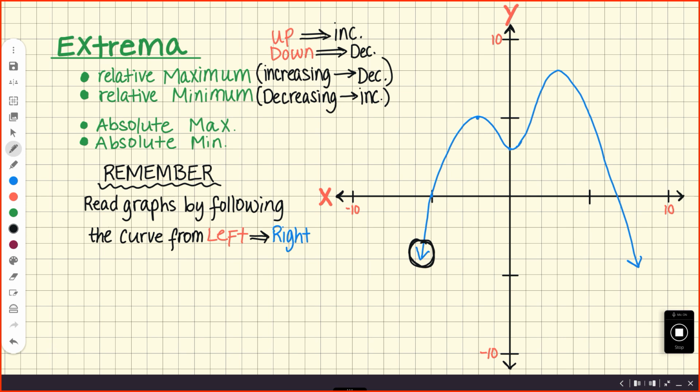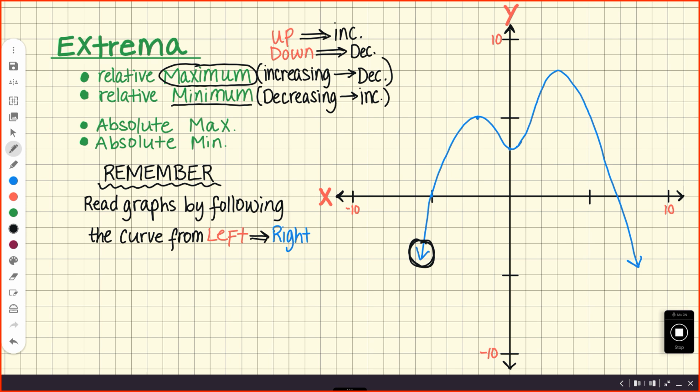Okay, I've also included here when is it a max and when is it a min. So here we see max is when your graph is increasing and then changes or turns to decreasing. Your minimum is when your graph is decreasing and it starts increasing.